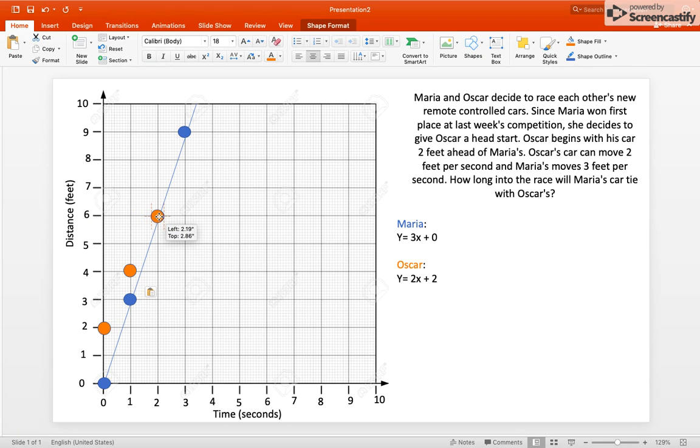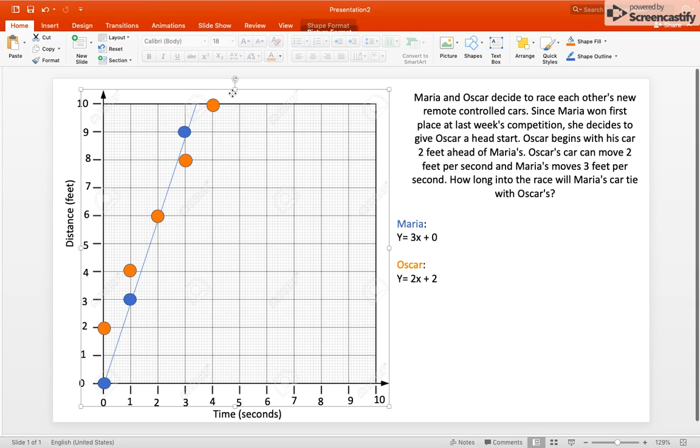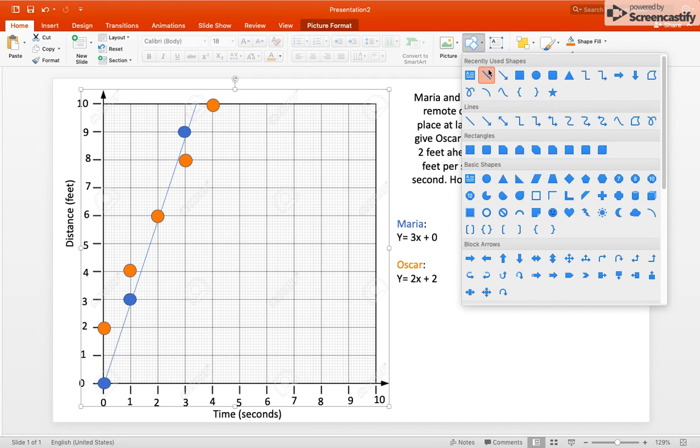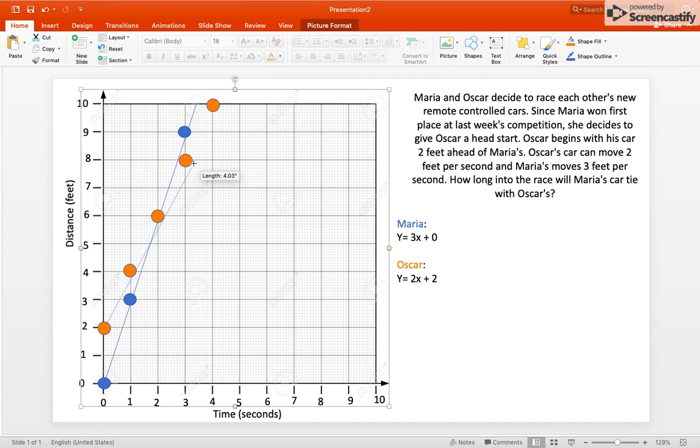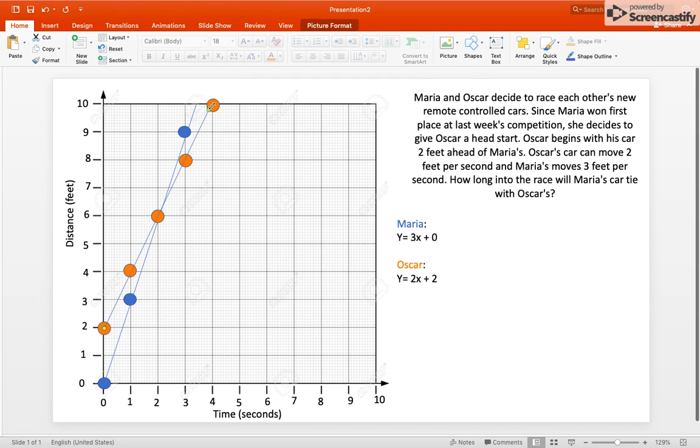up 2 over 1. We can kind of start to see that overlap. Up 2 over 1, and then up 2 over 1. And so here we can draw a line again to connect Oscar's path. And let's go ahead and change our line to orange. Perfect. Okay, so now we have Maria's line, her equation graphed, and we have Oscar's equation graphed.